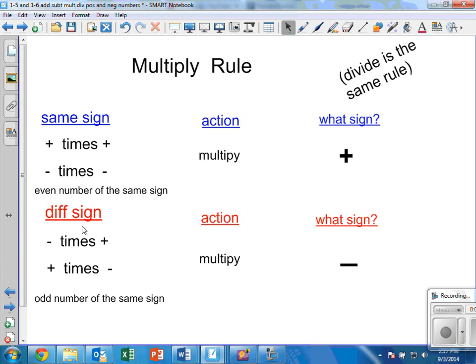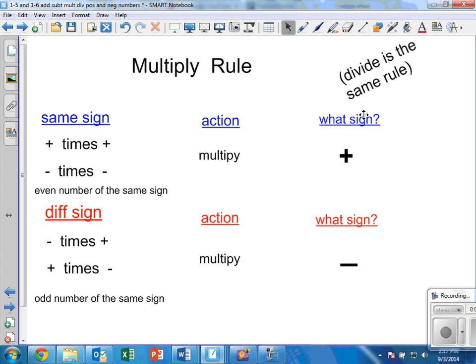If you have different signs, negative times a positive or positive times a negative, you still multiply. You don't even change the action that you're doing. The only thing that's different is different signs, negative. Same sign, positive. Piece of cake, right?